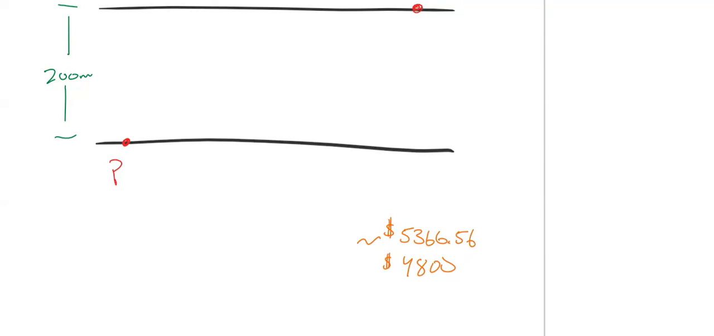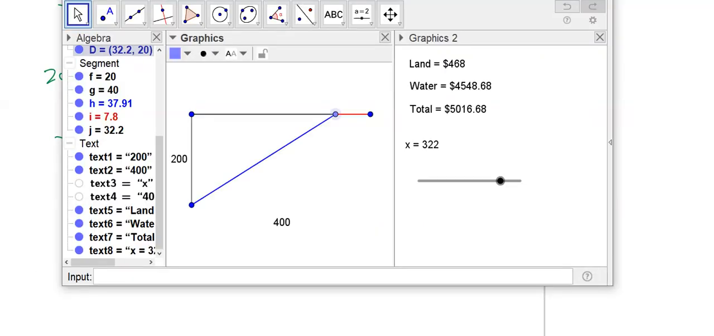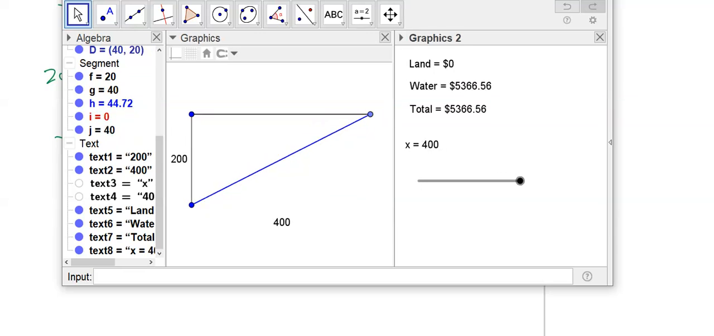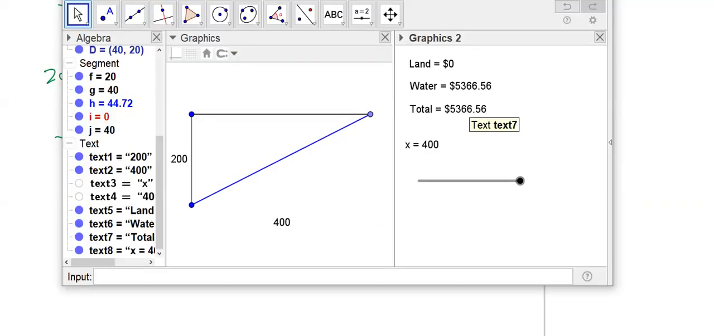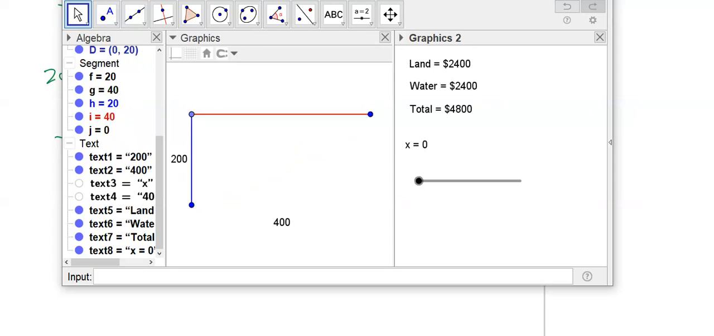You don't have to calculate this every time. We just did it this time because we're going to find the answer, but I think it's useful to think about what's happening here. Now I have a little demonstration as well that can help speed things up. So take a look. There's one extreme all the way across. Notice that this is 400 and this is 200. So if I went all the way across, look, same answer we got. The cost on land was 0 because we didn't go on land at all. So the cost for water was 5366.56. Notice that that's the cost that we found there. And so the total is obviously the same thing. And what if I went all the way to the other? There's your 4,800. Land was 2,400. Water was also 2,400. And the total was 4,800.